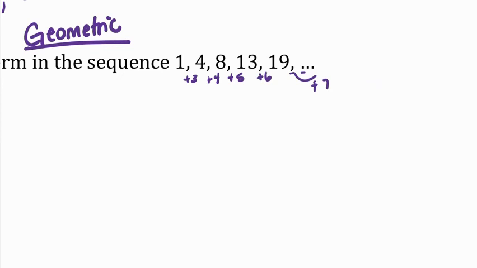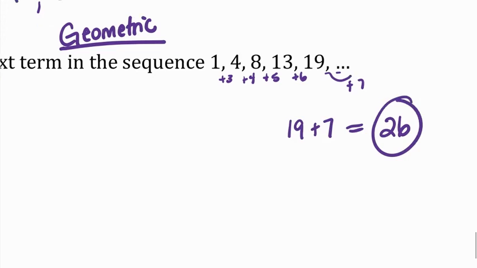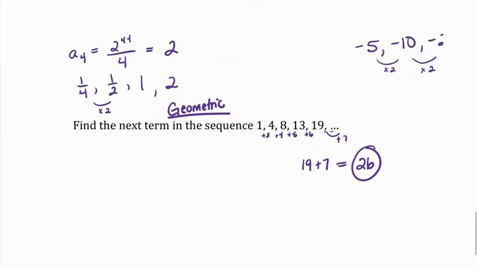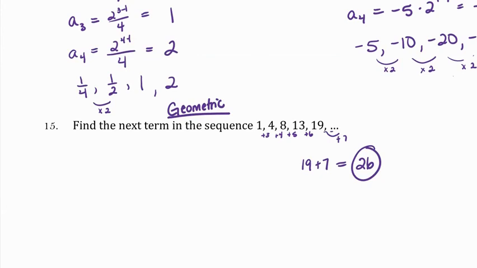So, we only need to find one term though. So to add 7, the next term in the sequence, we would take 19, add 7 to it. Our next term is 26. So again, just some practice and being able to find the patterns. Sometimes they're pretty simple. Sometimes you got to try a few things before you actually get what the pattern is.